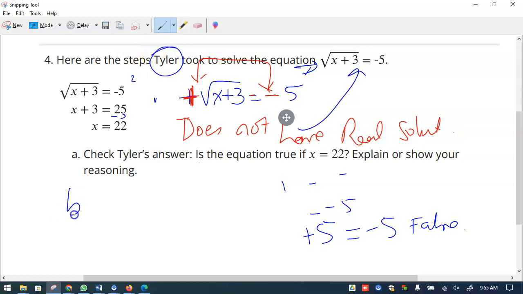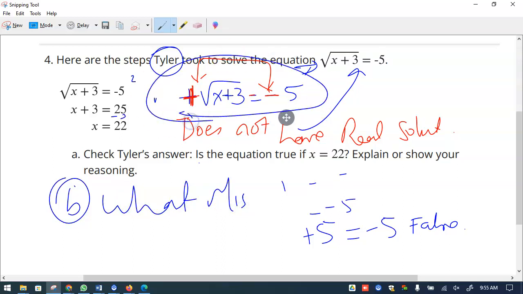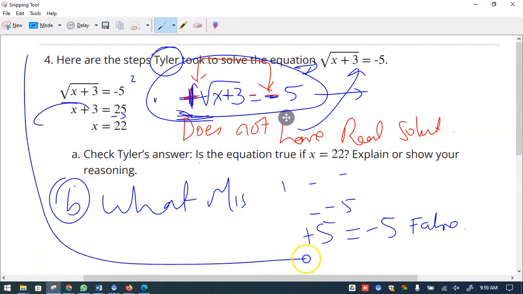There was another question, B, which says, what mistake did Tyler make? That means Tyler in the beginning itself made a mistake of squaring. He could have easily said that this is plus and that is minus. So by just knowing this fact, you could say this does not have a solution. Okay, so with this I complete question number 4.